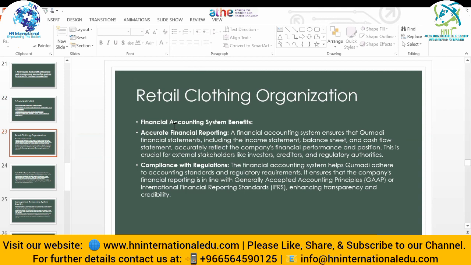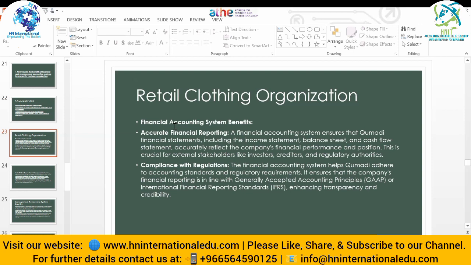The first thing is accurate financial reporting. A financial accounting system ensures that Qmade, XYZ brand, any SME, financial statements, including the income statement, balance sheet, and cash flow statement, accurately reflect the company's financial performance and position. Now, all these statements which I named are related to the basic accounts, basic finance. This is crucial for external stakeholders like investors, creditors, and regulatory authorities. Why? Because they are the ones actually investing in the business. They are giving a huge amount of money so that this organization, specifically for the clothes, can prosper further.